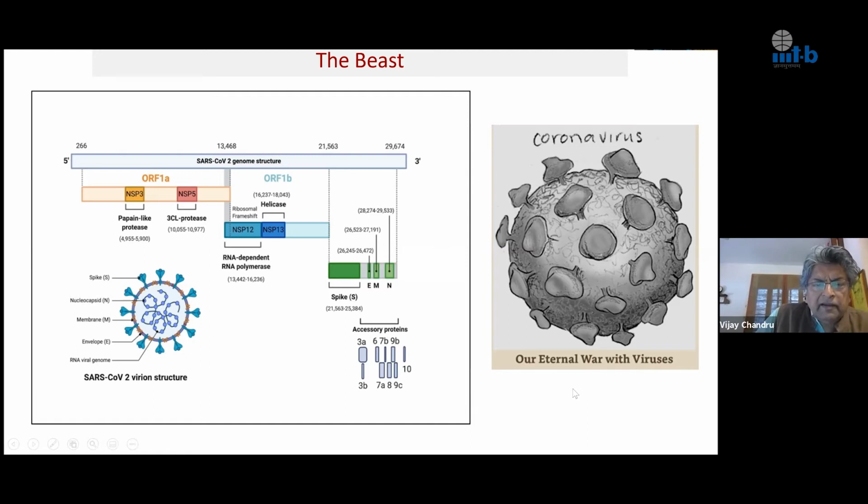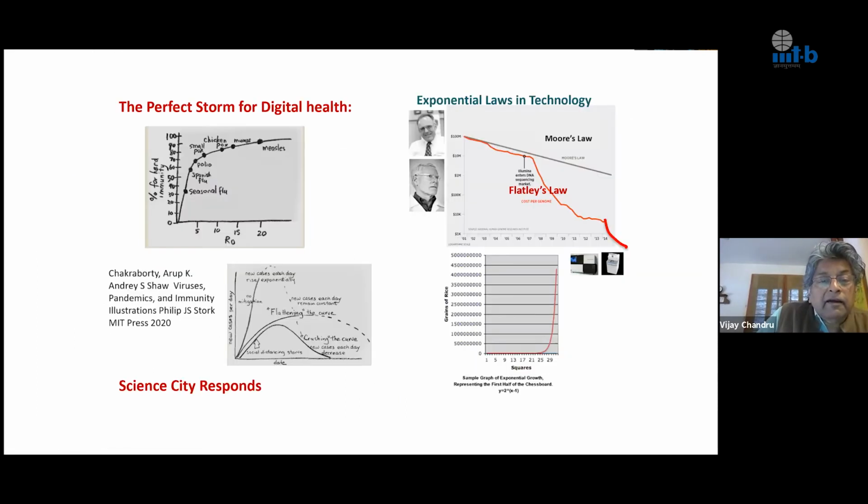And of course, there have been various depictions of this so-called spike structure, which in a way has become the picture of the virus. We as humans really need a visual representation of the monster, right? The beast. This is how we all see it. And probably the hand-drawn sketch on the right, which is from this wonderful new book that has come out from MIT Press. I think I had it on the previous slide. Yeah, Arup Chakravarti and Andre Shaw.